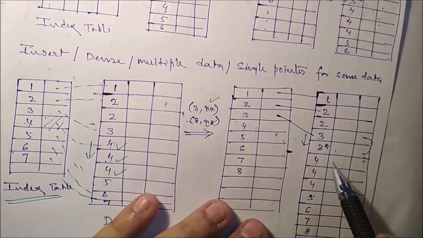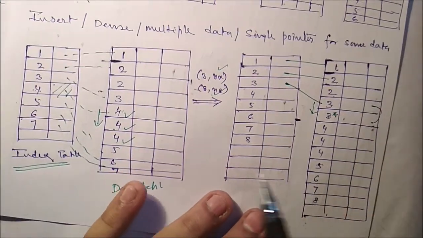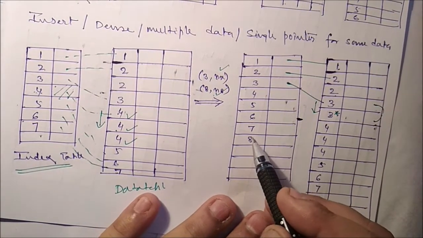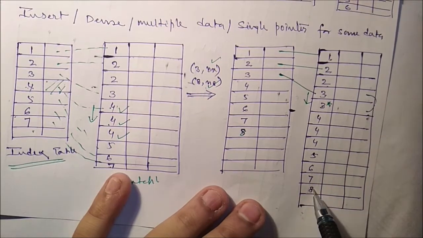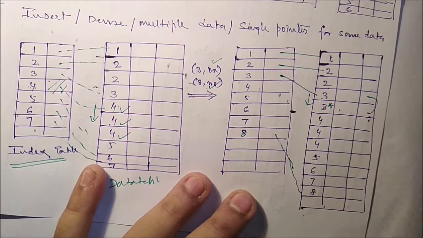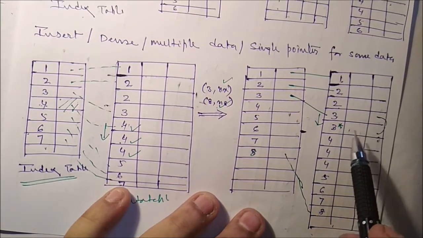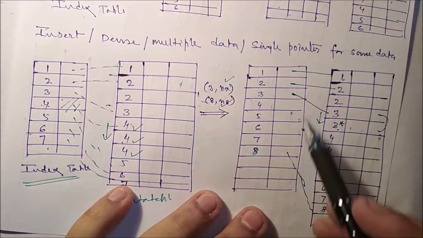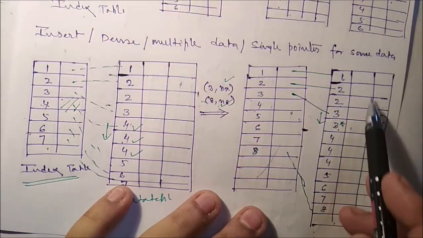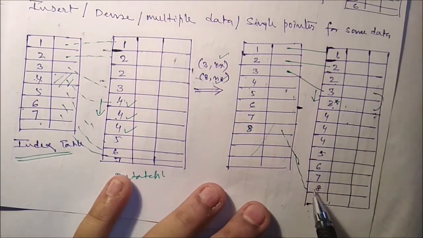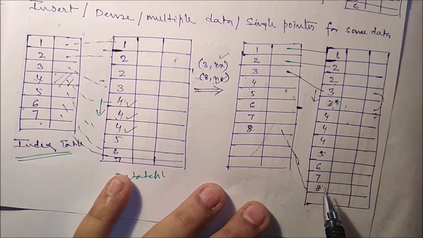Suppose we want to add one more 8, but 8 is not present here. Are you getting this one? 8 is not present, so you have to add 8 here, add this entry, and then link this particular address. If a similar value is already there, there is no need to update the index table. We have to update only the data file and the memory link. But if it is not present, then you have to update both the index table as well as the data table.